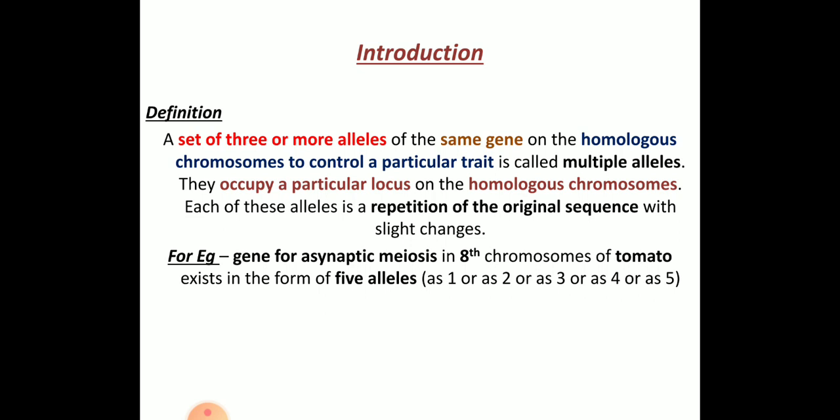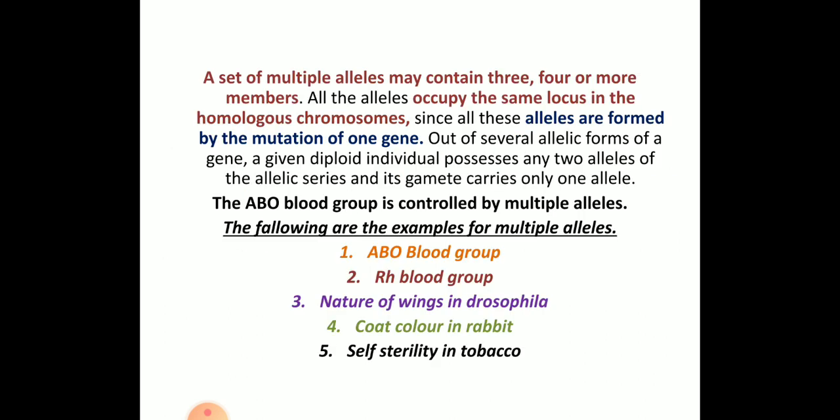For example, the gene for asynaptic meiosis on the 8th chromosome of the tomato exists in 5 different alleles, maybe 1st, 2nd, 3rd, 4th or 5th. So the same chromosome will be repeated in different types of allelic formation. The multiple alleles may be 3, 4 or more in number, and these alleles occupy the same locus on the homologous chromosome, and are formed by mutation of one gene.